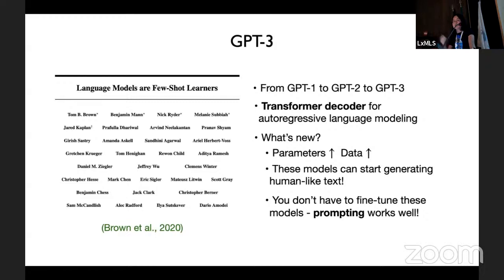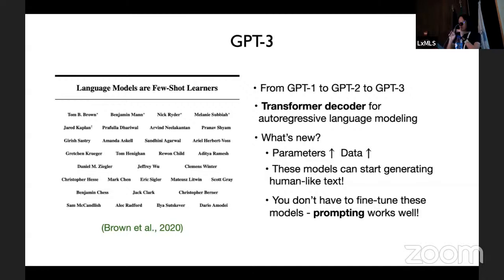You know the series of GPT models all come from OpenAI, from GPT-1 to GPT-2 to GPT-3. They all use a very similar model architecture, that's the transformer decoder, and use the same training objective, that is autoregressive language modeling, so left-to-right language modeling. So what has changed from GPT-1 to GPT-2 to GPT-3 is really the number of parameters and also the data they use to train such models.